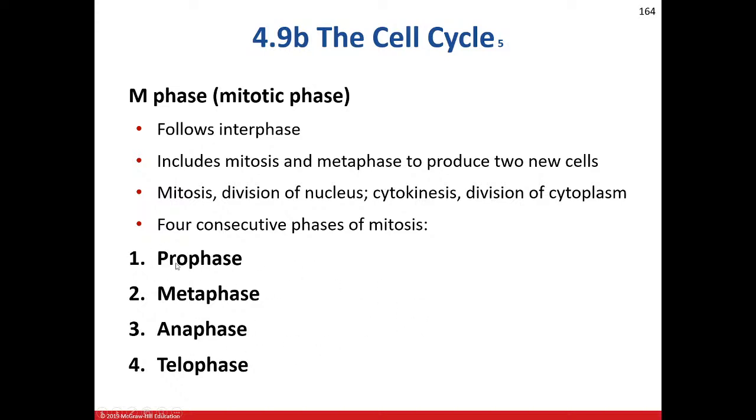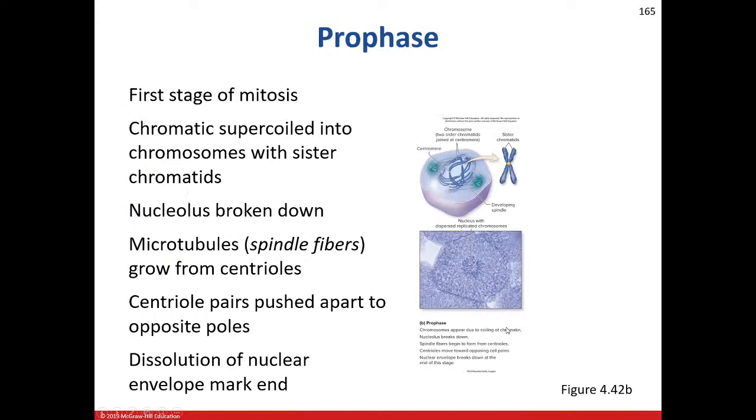Pro means before, so that may help you remember that. Telo means the end. Prophase is the first stage of mitosis, and so the chromatin is going to get super coiled into chromosomes with sister chromatids. Normally the DNA is pretty loose, pretty spread out. In prophase, we're going to coil it up, super coil it, real dense, real tight. And we're going to wind up with this long stick here.